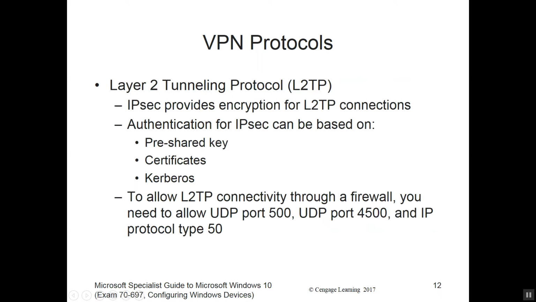And next level up, we've got L2TP or Layer 2 tunneling protocol. IPsec provides encryption for L2TP connections. And authentication for IPsec can be based on pre-shared key, certificates, or Kerberos. To allow L2TP connectivity through a firewall, you need to allow UDP port 500, UDP port 4500, and IP protocol type 50.